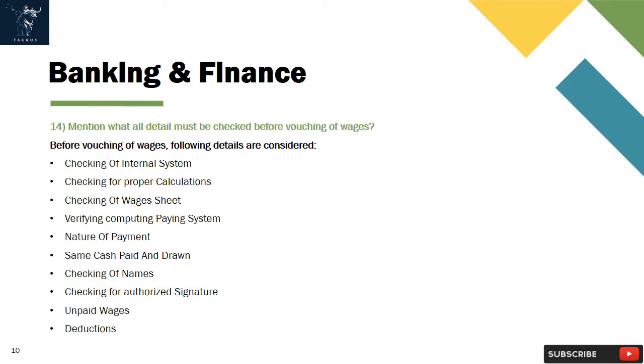14. Mention what all details must be checked before vouching of wages. Before vouching of wages, the following details are considered: checking of internal system, checking for proper calculations, checking of wages sheet, verifying computing and paying system, nature of payment, same cash paid and drawn, checking of names, checking for authorized signature, unpaid wages, deductions.